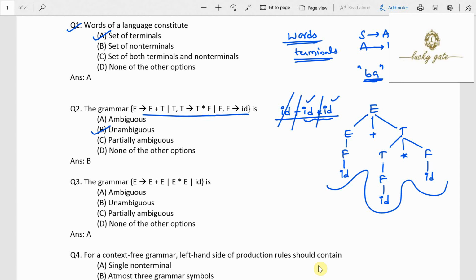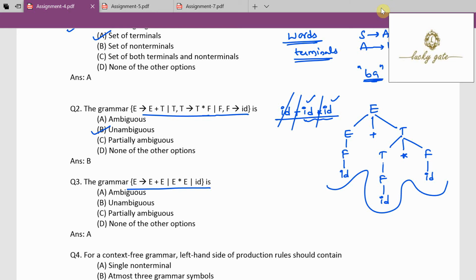Question number 3. The grammar E tends to E plus E, E star E or ID is ambiguous. Why? Because let us take an example ID plus ID plus ID. For this input sentence, I can generate a parse tree by using the production E tends to E plus E. That is the first possibility. Now this plus is generated. I can assume this plus may be this one or this one. If I assume this plus is this one, this E is to be replaced with ID. So ID is possible, plus is possible. If I assume this plus is the other one, then it gives one more tree.